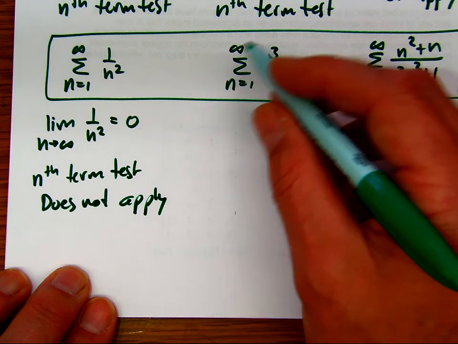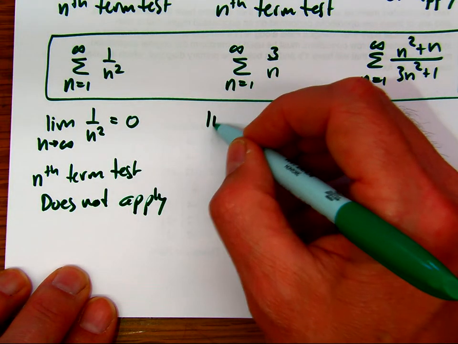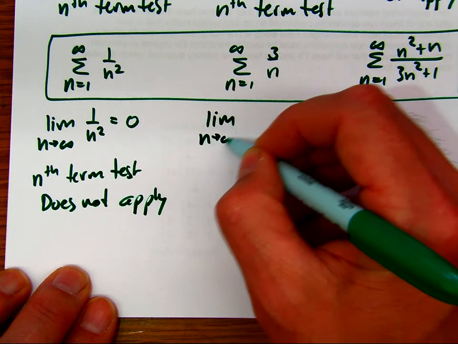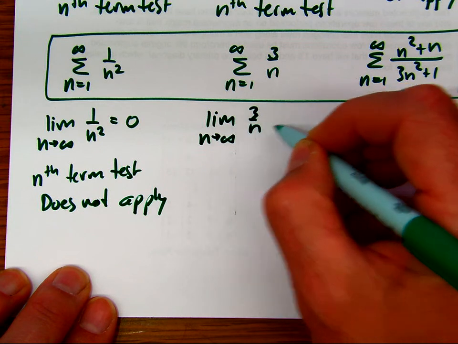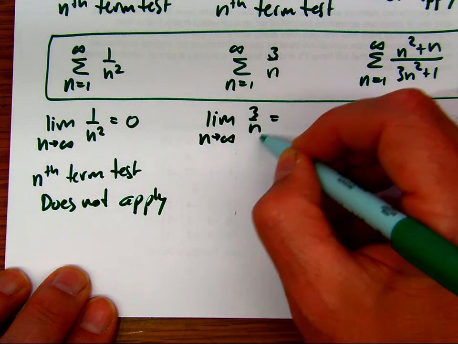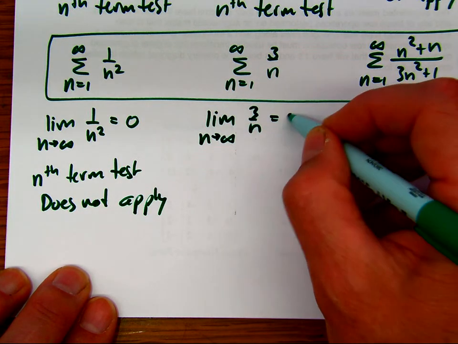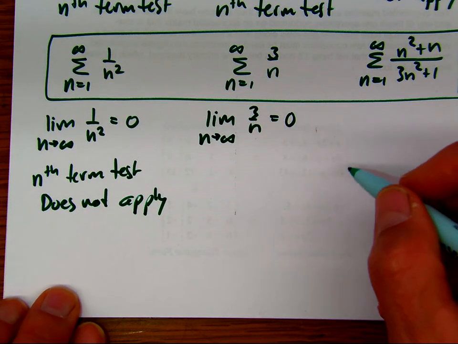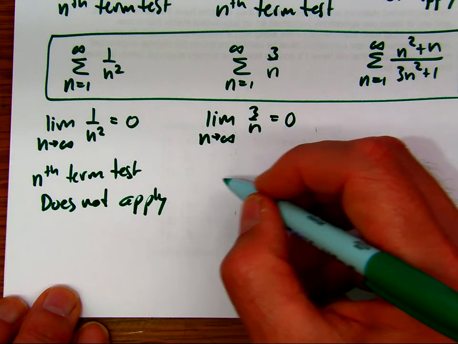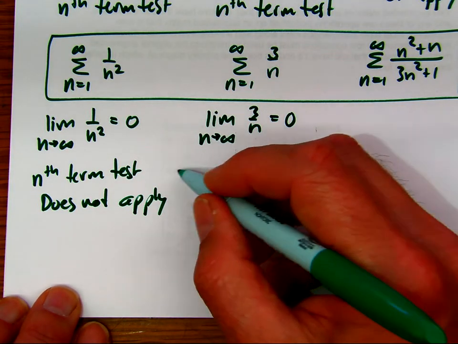So let's check that one. The limit as n goes to infinity, 3 over n. As the denominator increases, the fraction decreases, approaches 0. So again, the nth term test does not apply.